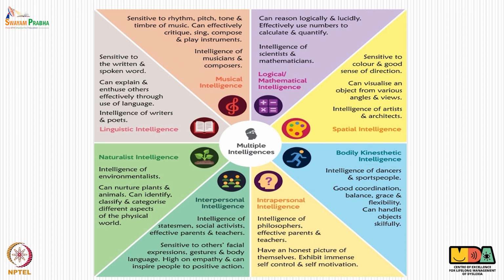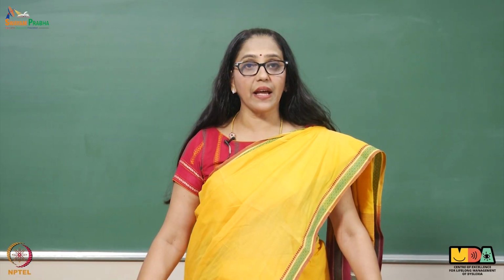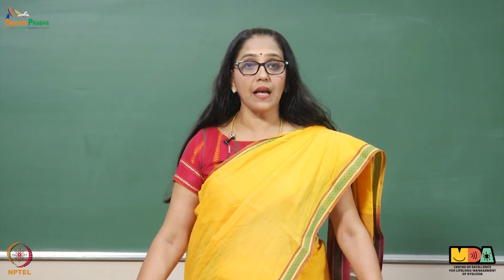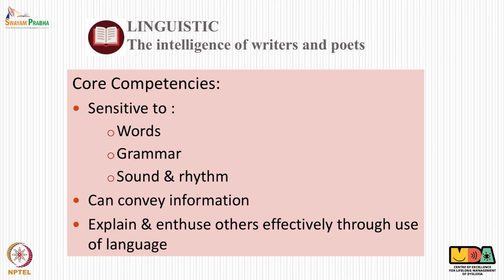We will start with linguistic intelligence. This is the intelligence of writers and poets. The core competencies of this intelligence are, let's begin with sensitivity to words. Individuals who have the ability to use the correct word for the right audience, who have a large vocabulary of words, are said to possess this quality. They are usually good with spellings and deduce the meanings of even unfamiliar words when used in context.